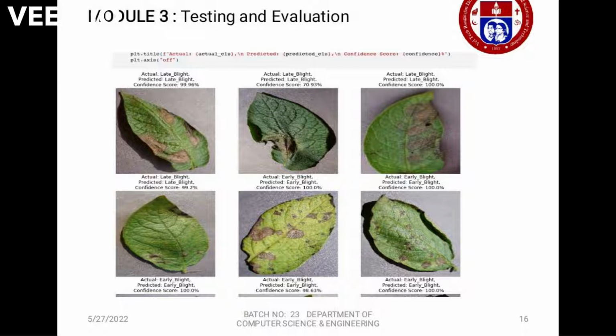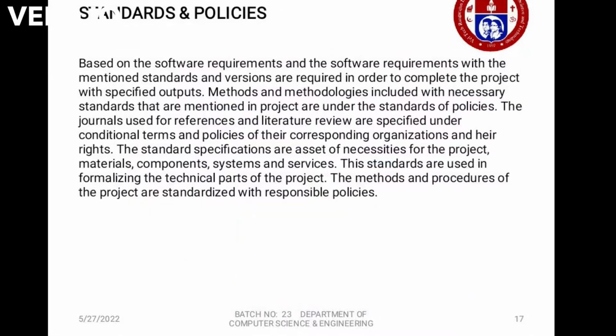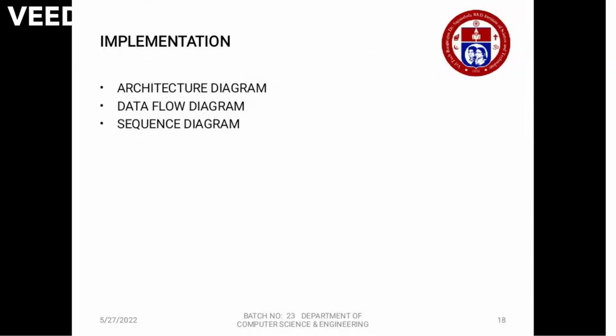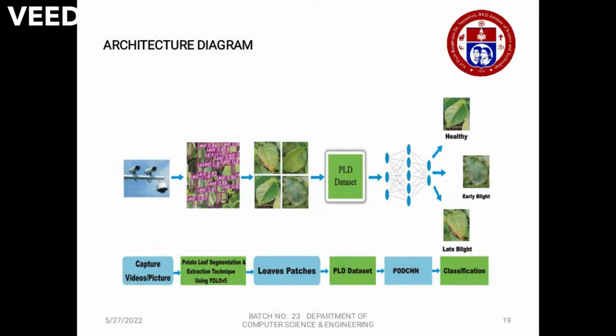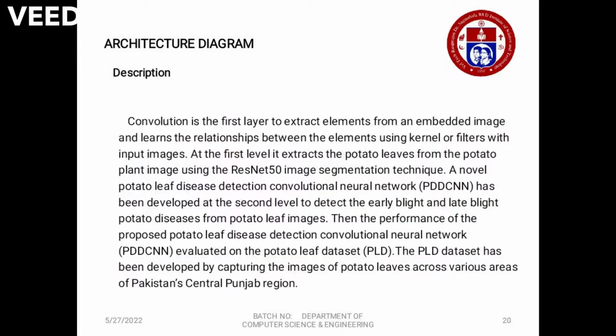In the testing and evaluation, we have some leaves and we find out which are blight, like late blight or early blight. We followed the standards and policies of IEEE papers. And then we go to the architecture diagram. In the architecture diagram, the first layer extracts elements from an input image and learns the relationships between the elements using kernels and filters with input images.